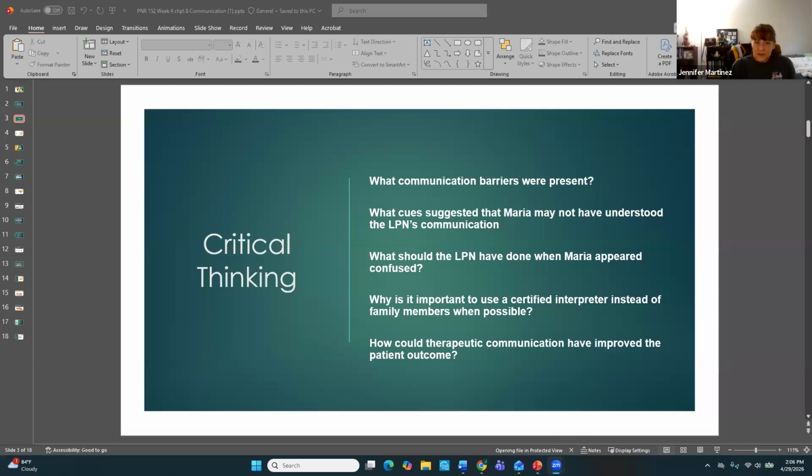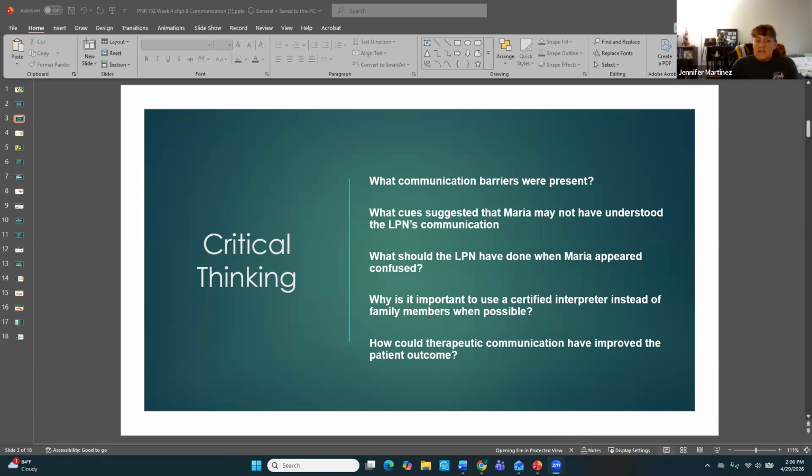Especially, and it's not just when they speak a different language, right? Even if we have somebody that is hard of hearing, sometimes even if they don't understand, they may nod their head anyway, just to make it seem like, okay, yeah, I'm good. So using therapeutic communication and really looking at all aspects of communication is important when we're working with clients, regardless of their ability to understand.